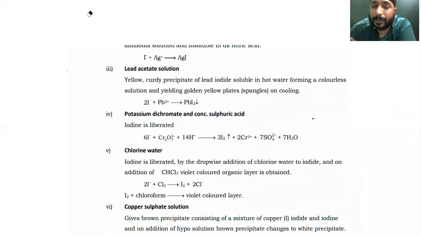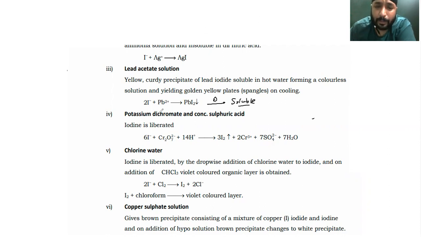Lead acetate solution. Now understand that lead with I minus leads to the formation of PbI2, which is a yellow precipitate. Understand that on heating the solution, it will become soluble. If you cool it, you will get a layer of PbI2 which starts forming over the water. Looks very beautiful. Okay.